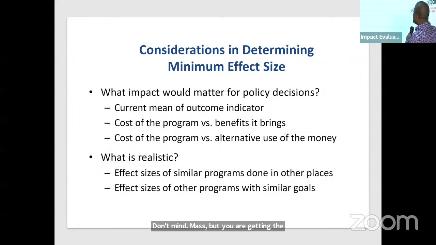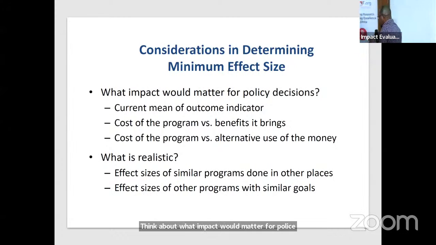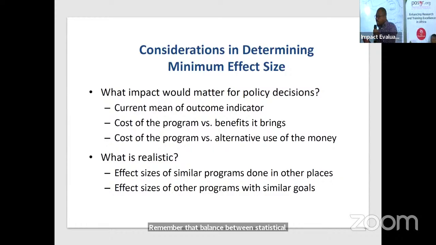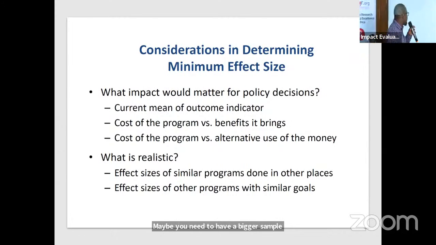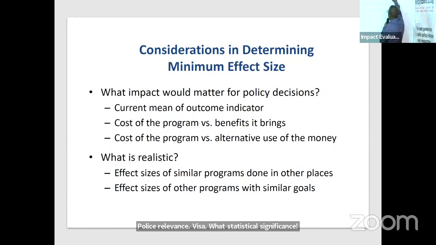Considerations in determining minimum effect size. Number one, think about what impact would matter for policy decisions. Remember that balance between statistical significance and what? If you want statistical significance, maybe you need to have a bigger sample. Okay? Policy relevance vis-a-vis what? Statistical significance. So what impact would matter for policy decision?